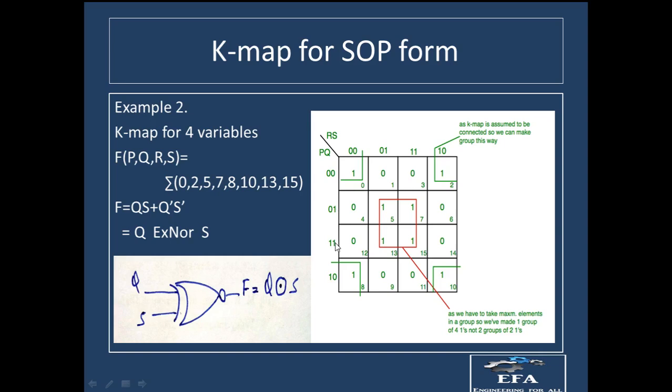It will be straight away Q, right? So it will not be Q complement. So this is Q, coming from this group. Okay, in the other direction we can see that R is changing, R is equal to 0 and R is equal to 1. So we have to drop it.